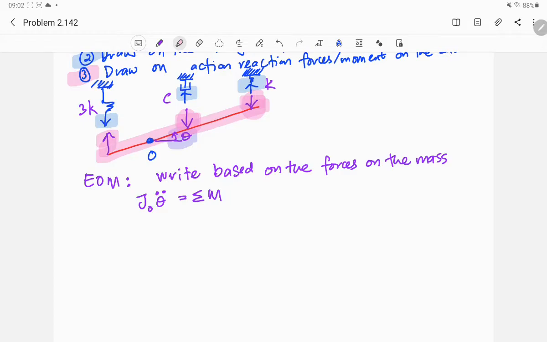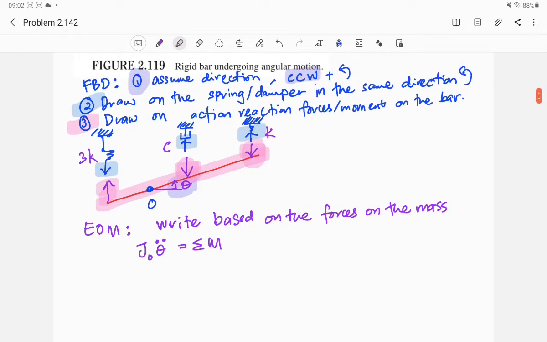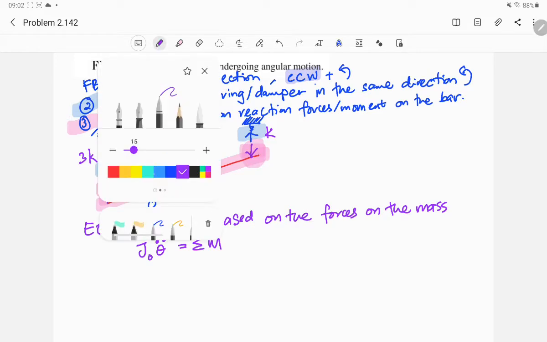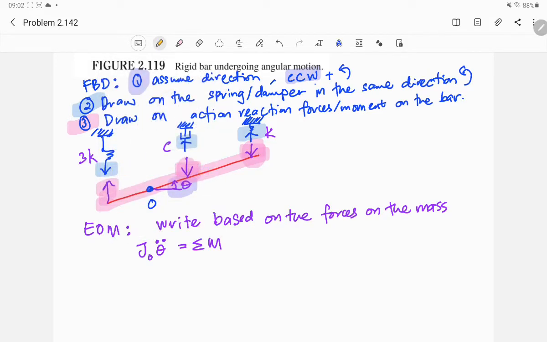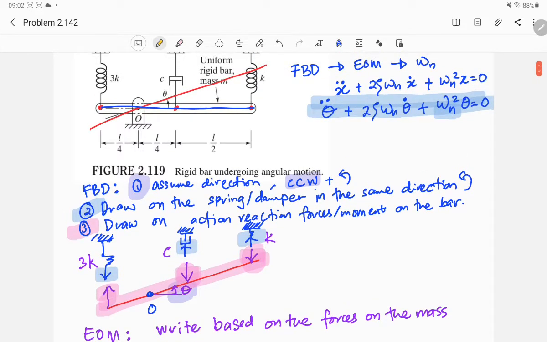Okay, sorry, we haven't actually finished the free body diagram. Before we go on, you have to write all the forces. So let me write that in a different color. The way we write the forces, you have to look at the distances the problem gives you. So this distance here is L over 4.